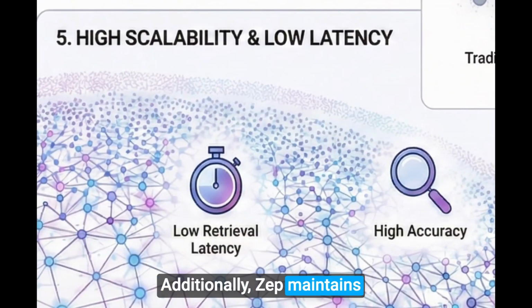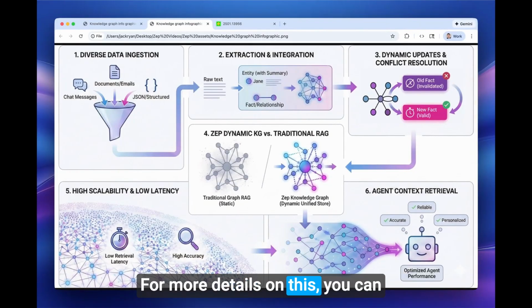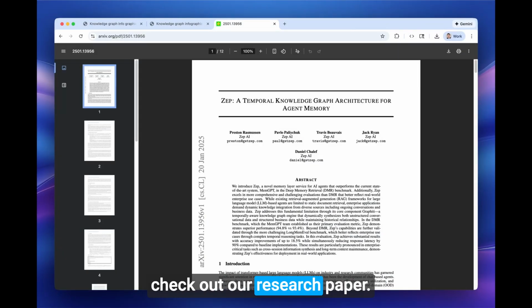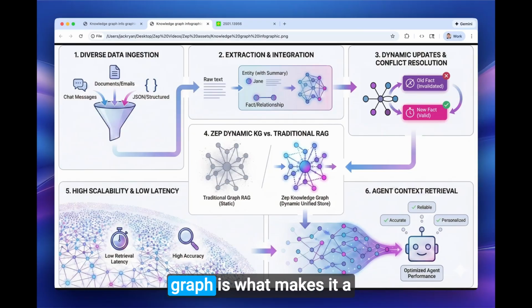Additionally, ZEP maintains high retrieval accuracy and low retrieval latency even when the knowledge graph is very, very large. For more details on this, you can check out our research paper. This scalability of the knowledge graph is what makes it a long-term store of context, since ZEP maintains high-performance retrieval even for context from a long time ago.